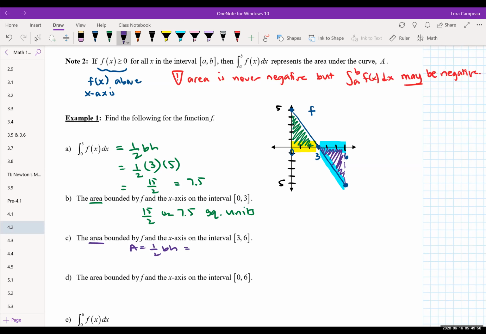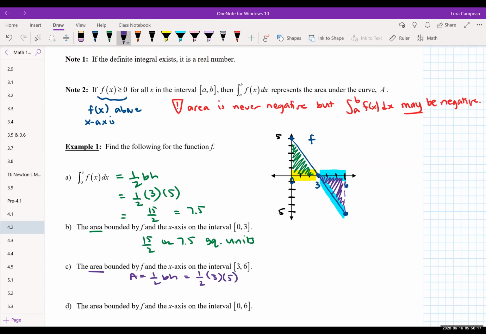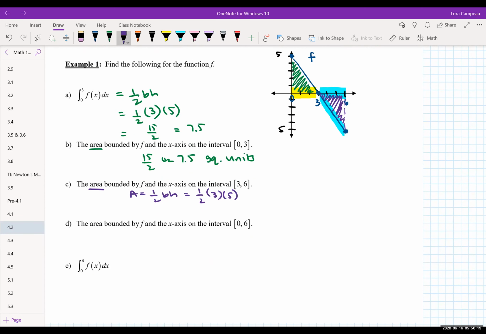Well, it doesn't matter that the function is below the x-axis. We are strictly looking at this in terms of area. So we still do the same idea. Well, what is the base of our triangle? Still 3. The height of our triangle, even though it's kind of upside down, it still happens to be 5. Doesn't matter how you orientate it. And so again, we still get 15 halves or 7.5 square units, using units because they are directly referring to area.